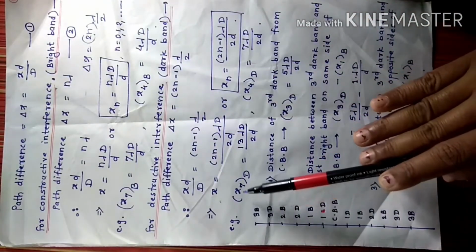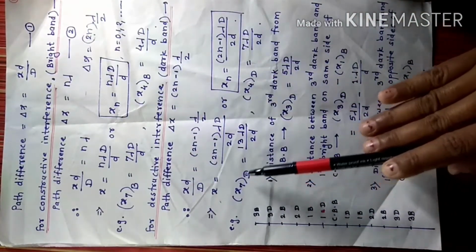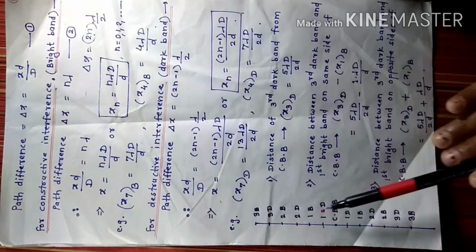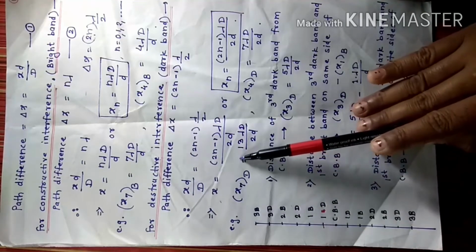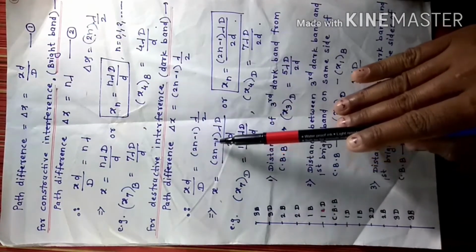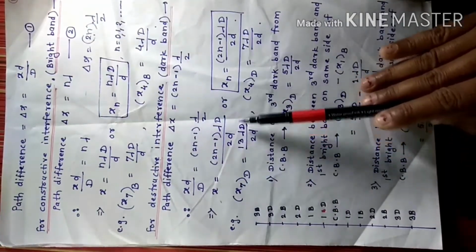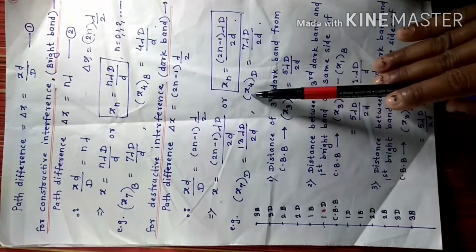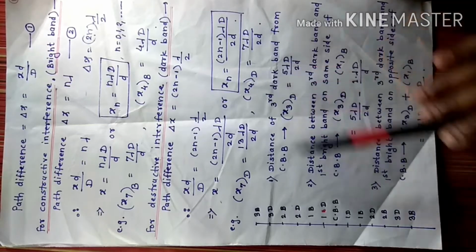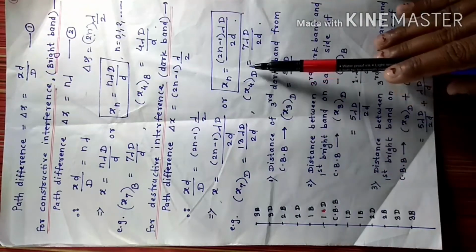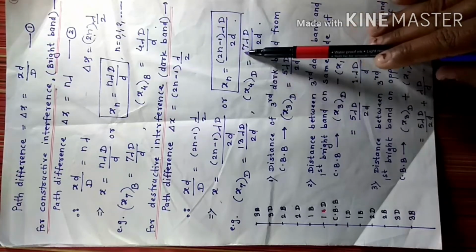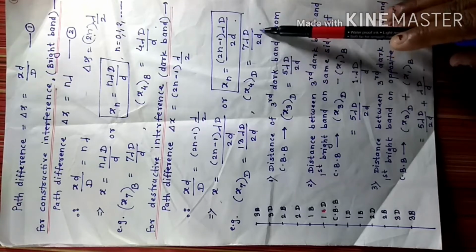Here the first example: x7d means the distance of the 7th dark band from the central bright band. Put n as 7: 7 twos are 14, 14 minus 1 is 13, so 13 lambda capital D upon 2d. Similarly, x4d, the distance of the 4th dark band from the central bright band. Substitute n as 4: 4 twos are 8, minus 1 is 7, so 7 lambda capital D upon 2d.